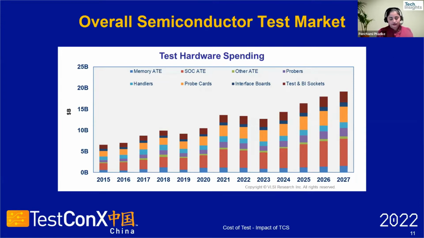The test hardware market grew from 6.5 billion in 2015 to 13.6 billion in 2021, as you can see in the chart, with a compound annual growth rate of 8.9%. We forecast the market to have a CAGR of 5% from 2022 to 2027.